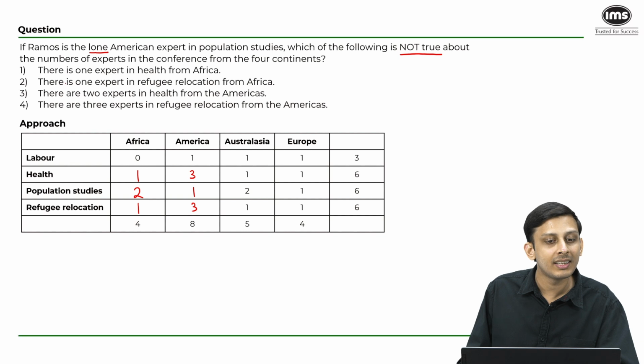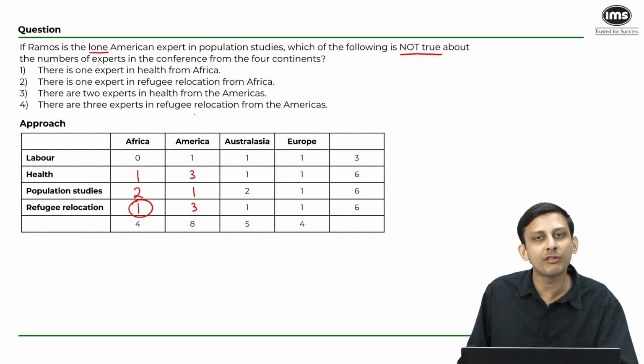Next option: there is one expert in refugee relocation from Africa. We can see that that is also true, so that is also not the correct option. Next option: there are 2 experts in health from the Americas. Okay, that is definitely incorrect because we can see that there are 3 experts in health from Americas. And therefore, option 3 will be the correct option.